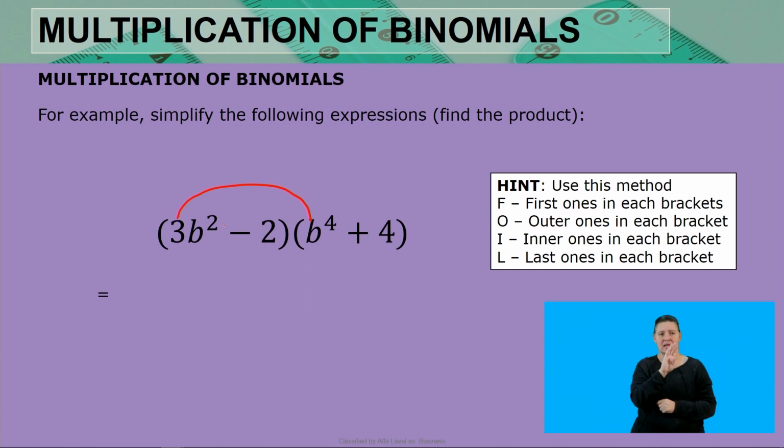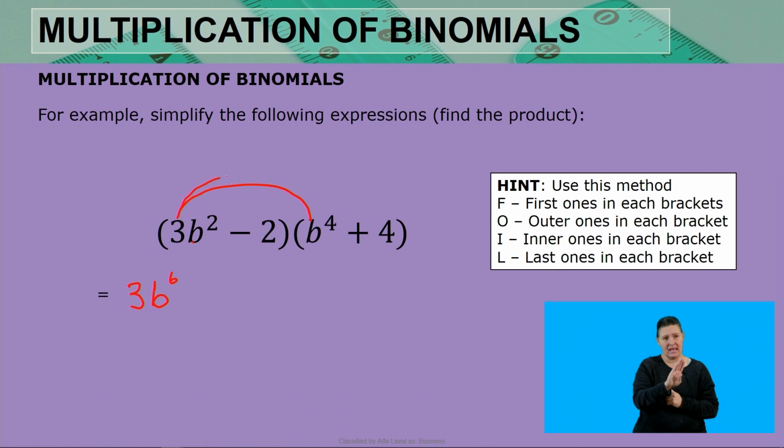So we're going to start by saying 3 multiplied by 1, that is a 3. And then the b squared multiplied by b exponent 4. So now the b's are the same base, so that means we can add the exponents. So that is going to be b exponent 6.